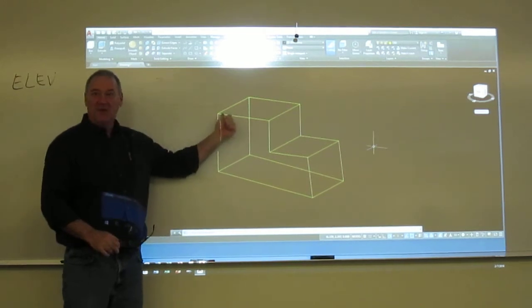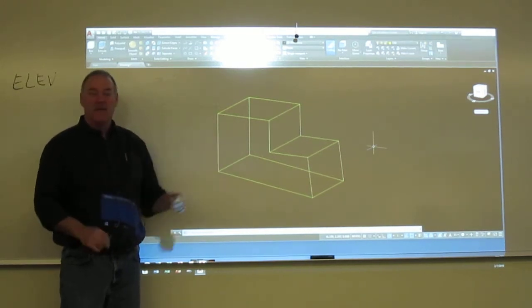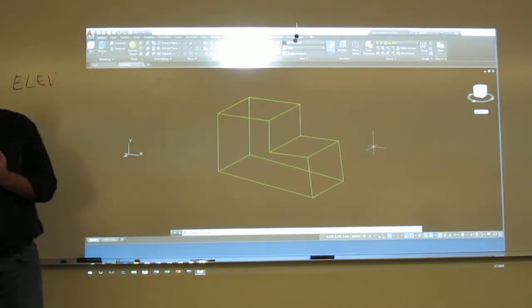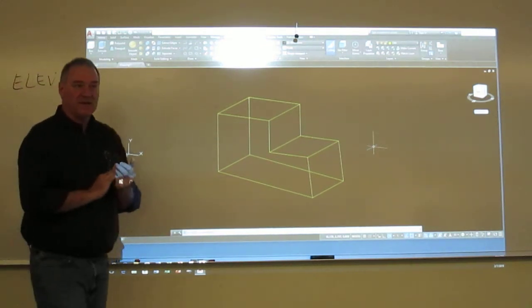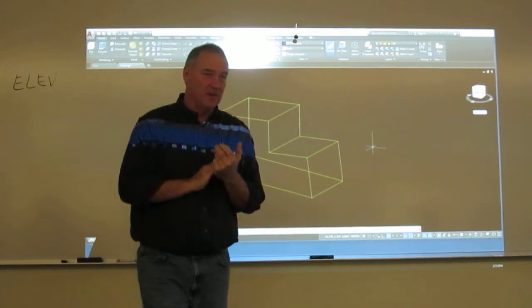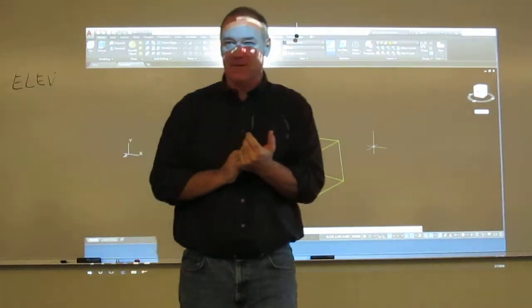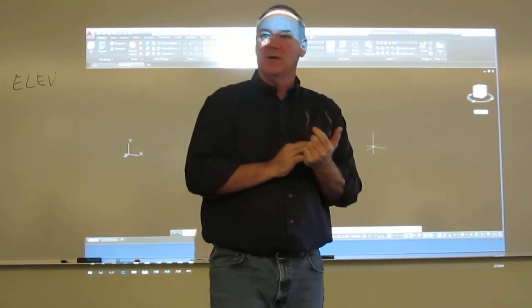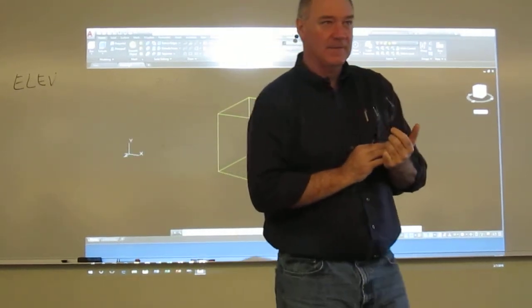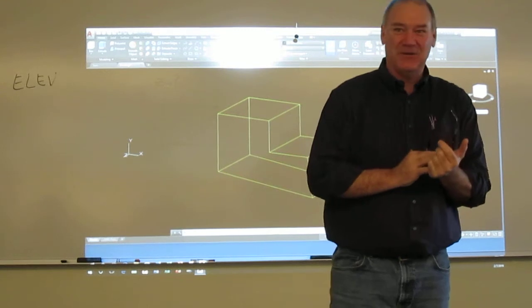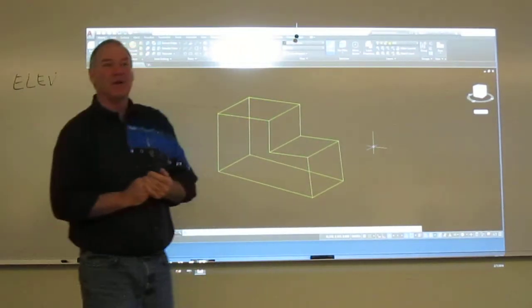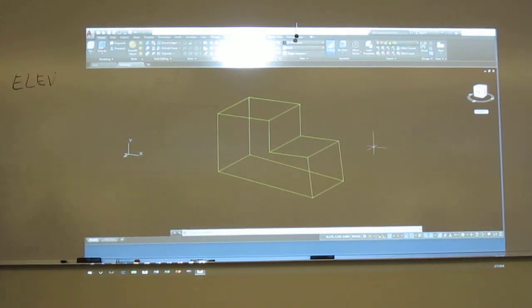Probably the best way to do it is through the explode command. But you can't explode a solid just once. You're going to see this happen. When we explode a solid, the first time you explode it, it's going to turn into a surface. Then you're going to explode the surface, and it will go to a region. And then you explode a region to go to lines. So you're going to have to explode them multiple times to get to where you can edit the line work.